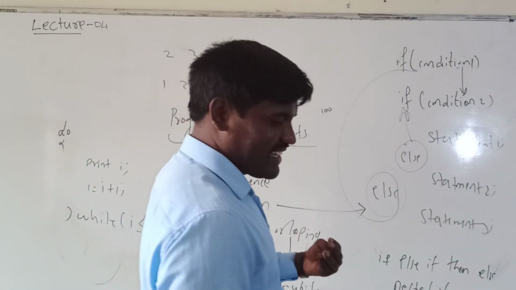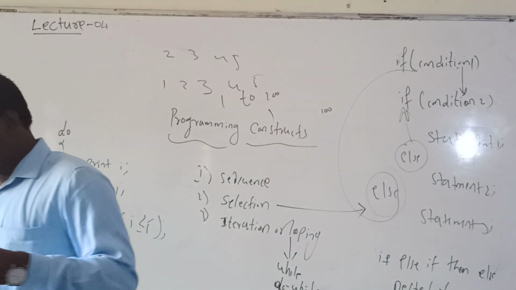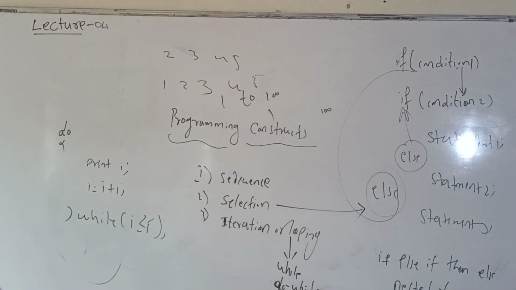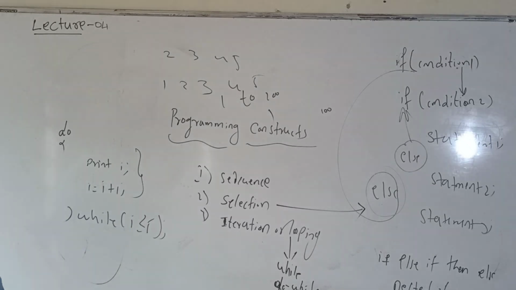While is an entry controlled loop. Entry control means first we check the condition, next we execute the statements. Do while is an exit control loop. Exit control loop means first it will execute the statements, after that it will check the condition.